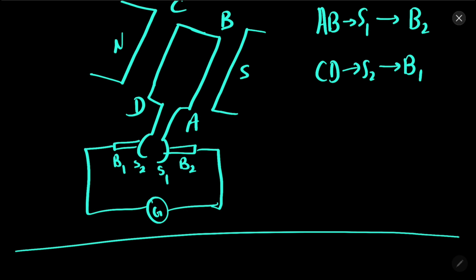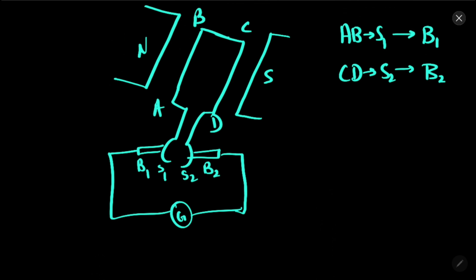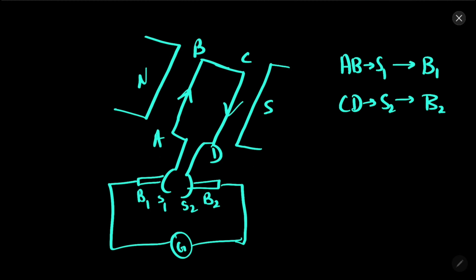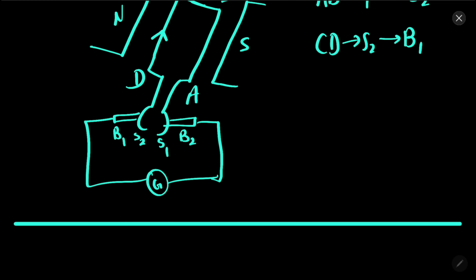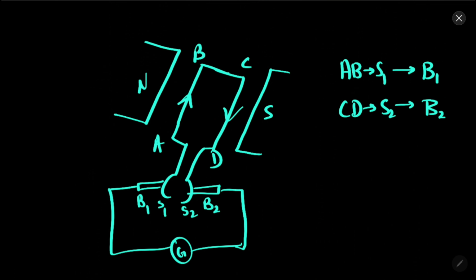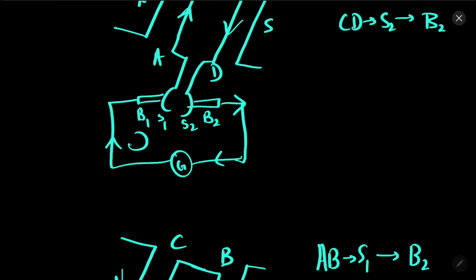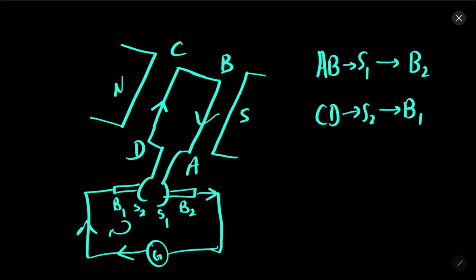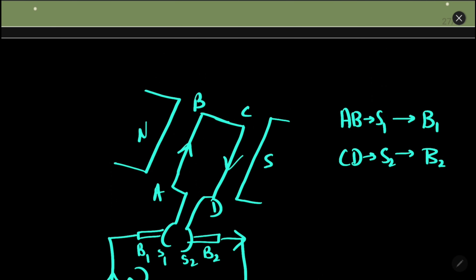In this case you will notice that the current will remain the same in the coil like this. Externally also the current will remain like this. If you notice closely, the current will remain like this in the external circuit. So it is clockwise in both cases, or it can be anti-clockwise in both cases. So this is the working of the DC generator.